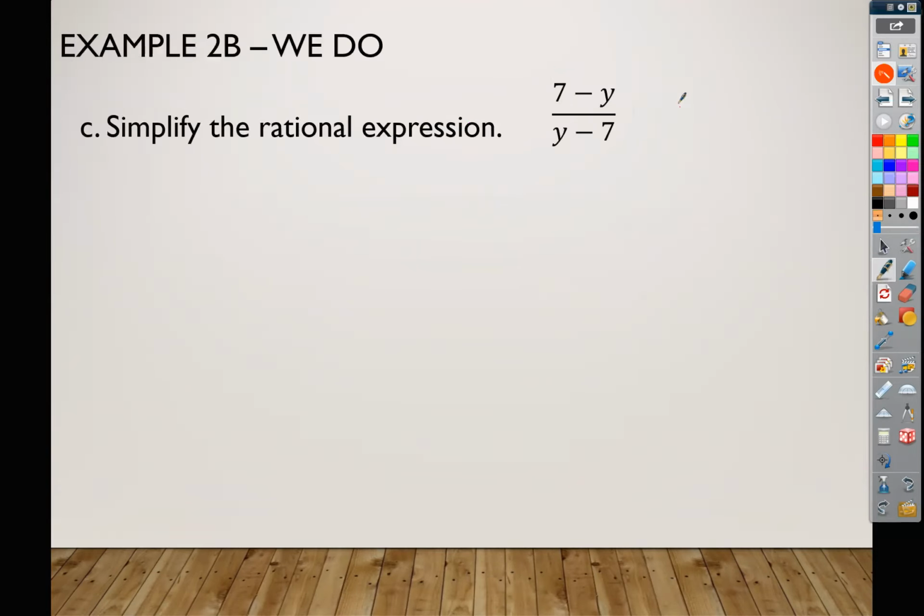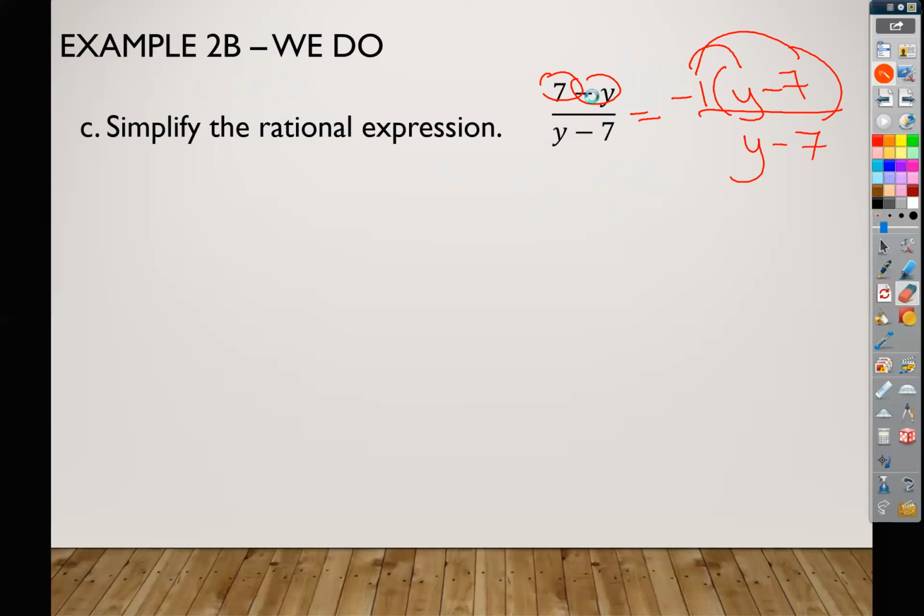2B says simplify the rational expression. Now I want you to see something. It's the same thing, just backwards, right? If I factor out a -1 on top, I can change that around, because if I distributed this, it would be -y and that would be a positive 7. So this is the same thing. So I can rewrite it like that. And when I do, if I simplify this, I can cross out my y minus 7, so my only answer is -1.